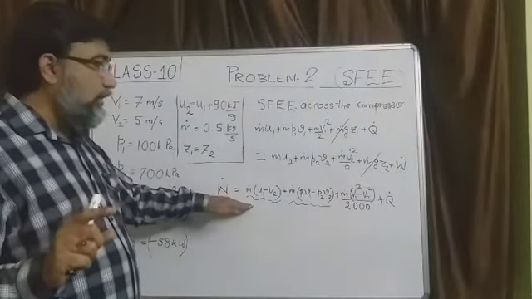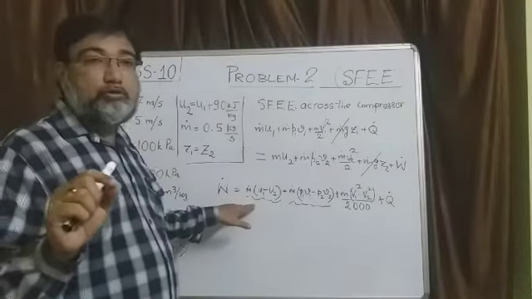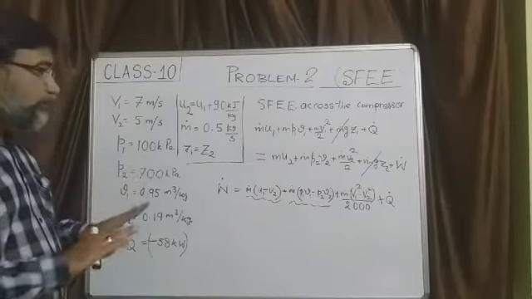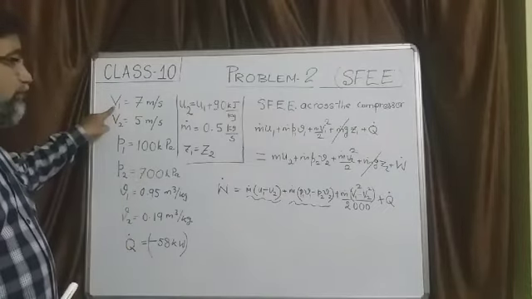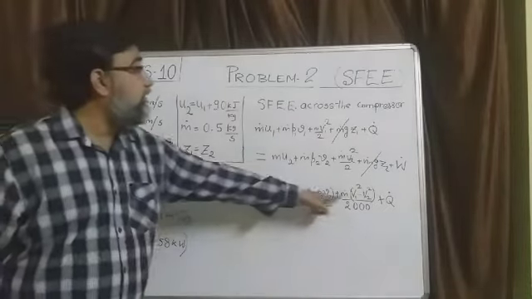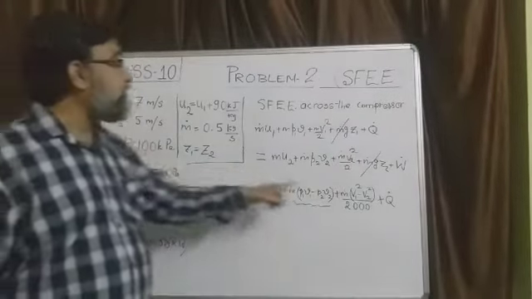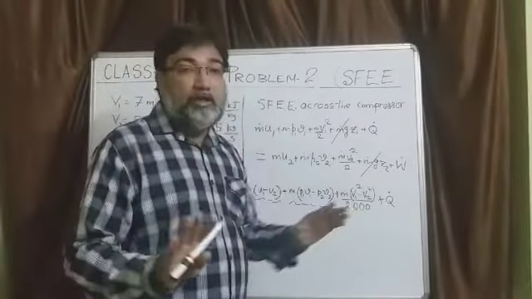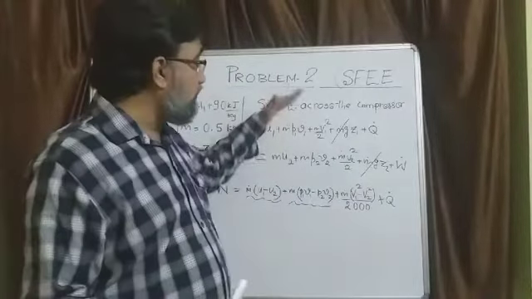Till now, I have not used the actual values of the terms. Nowhere have I written 7 in here. I have not written 5 meter per second here. I have not written minus 58 here. Till now I am only using the notations.